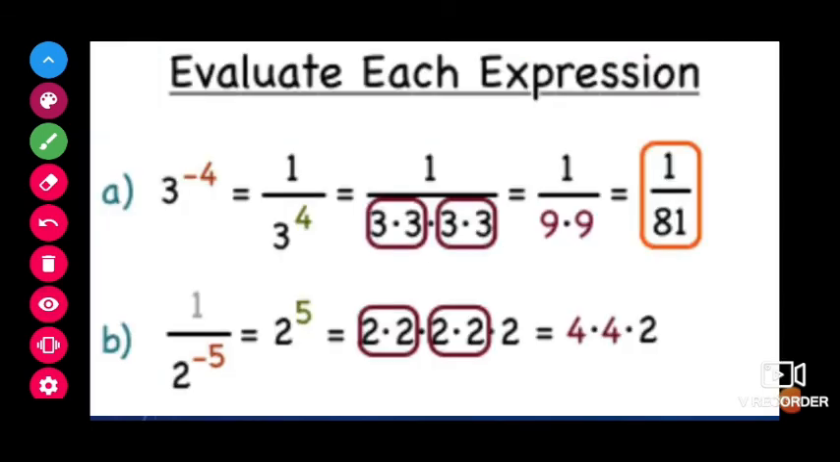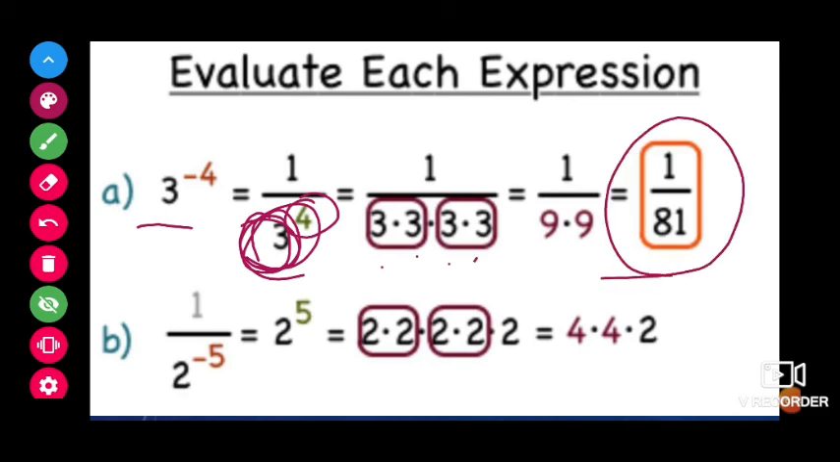Now evaluate each expression. Just for example, children, whatever we discussed: 3 to the power minus 4. First we have to convert it into a positive exponent, that is 1 by 3 to the power 4. 1 by 3 to the power 4 means the base 3 is raised to the power 4, so 3 should be multiplied 4 times. 3 into 3 into 3 into 3. That is 1 by 81.